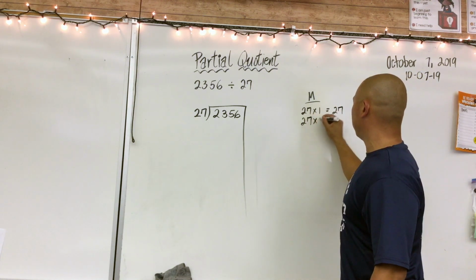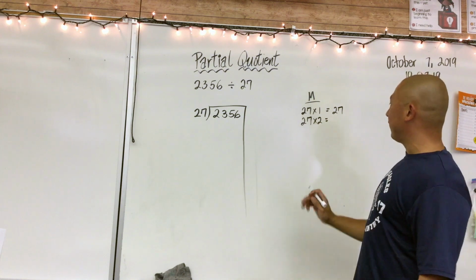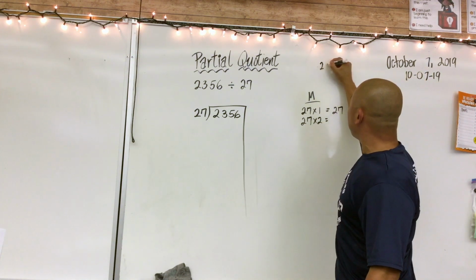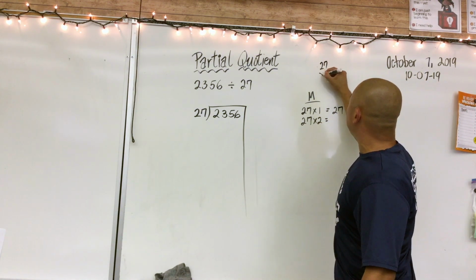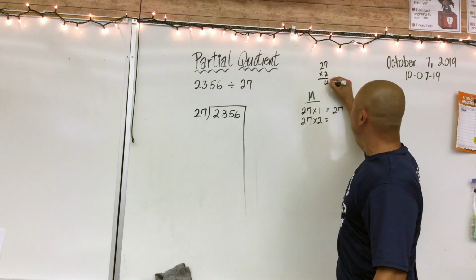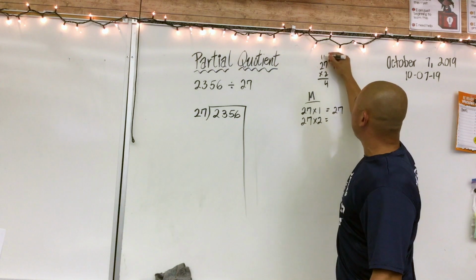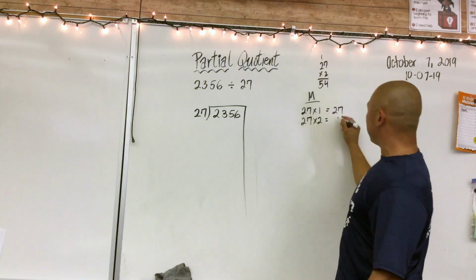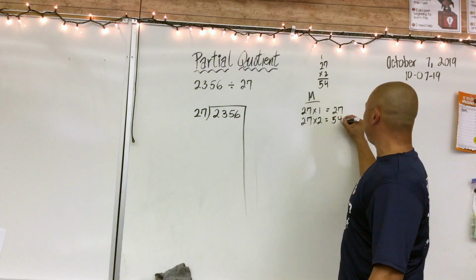27 times 2. And if this becomes fairly difficult, you should probably stack the numbers up somewhere else and multiply that. 7 times 2, that's going to give me 14. 2 times 2 is 4, plus 1 is 5. So 27 times 2 is going to be 54.